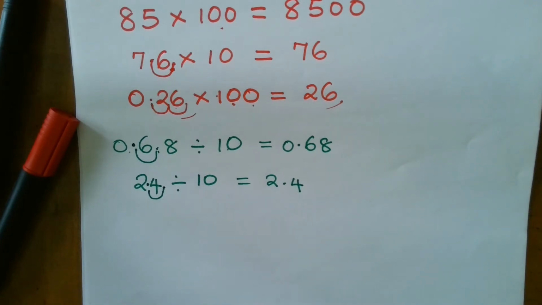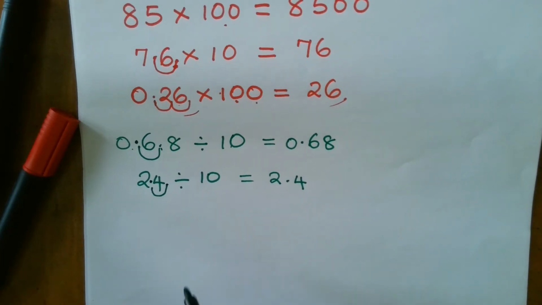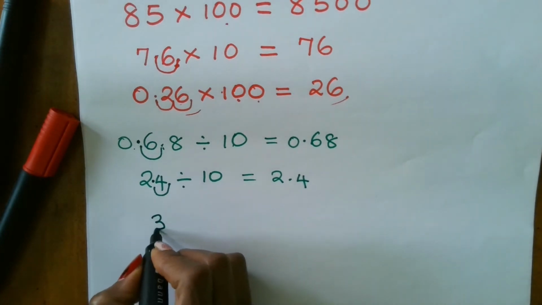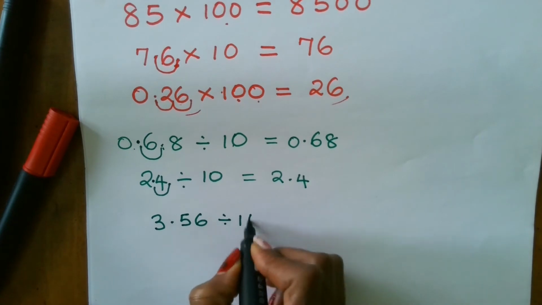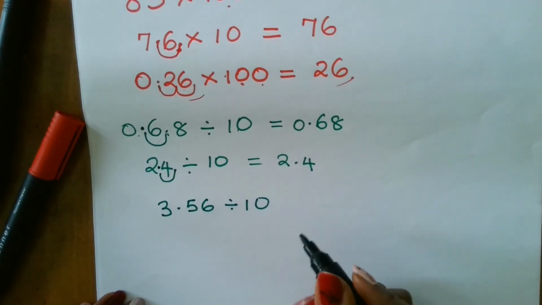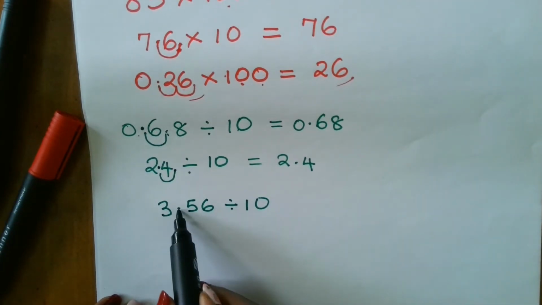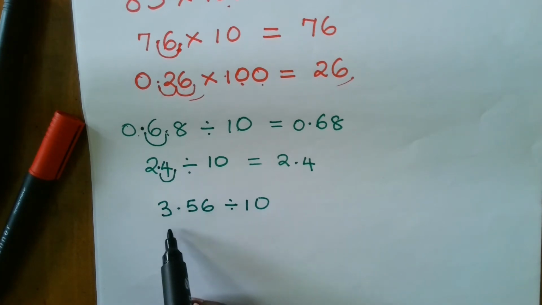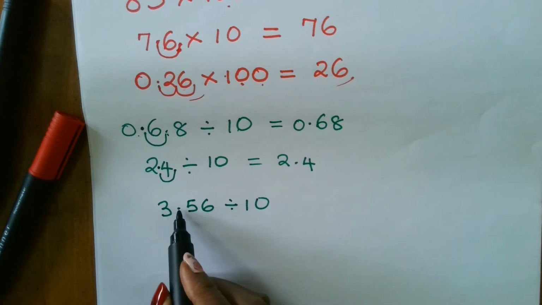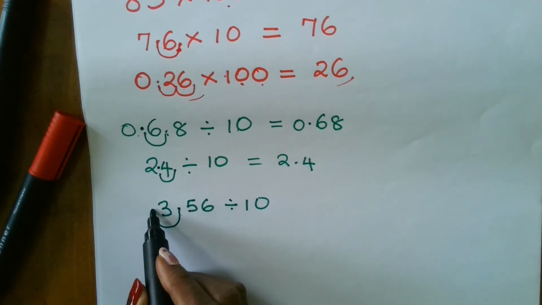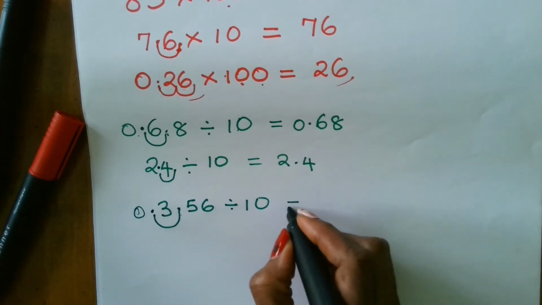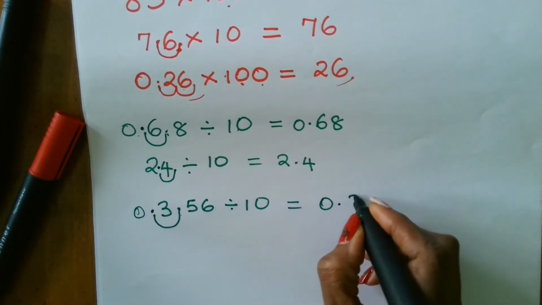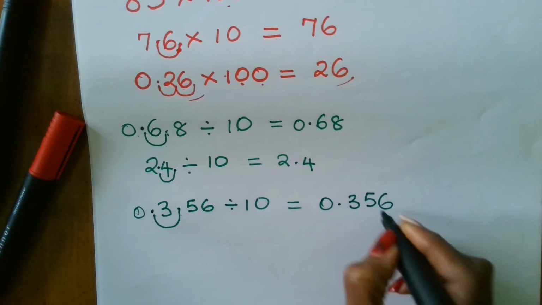So let's take one more example. 3.56 divided by 10. This is where the decimal point is. I'm going to move this decimal point 1 space to the left. So my answer becomes 0.356.